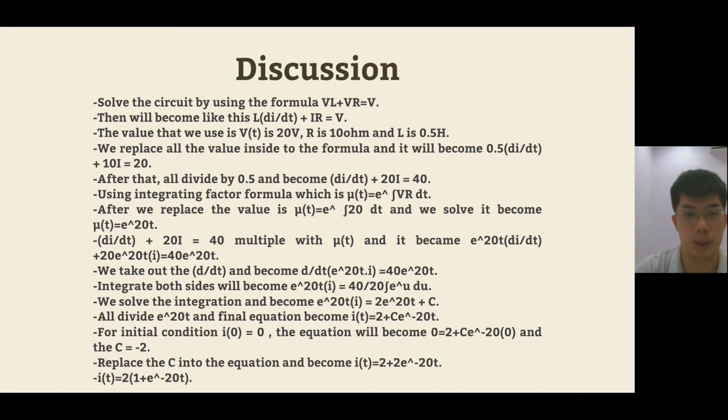Our next part is the discussion. We solve the circuit using the formula VL plus VR equal to V, which is L di/dt plus IR equal to V. The values that we use: V is 20 volts, R is 10 ohms, and L is 0.5 henry. We replace the values in the formula, and it becomes 0.5 di/dt plus 10i equal to 20. We divide everything by 0.5, and it becomes di/dt plus 20i equal to 40.